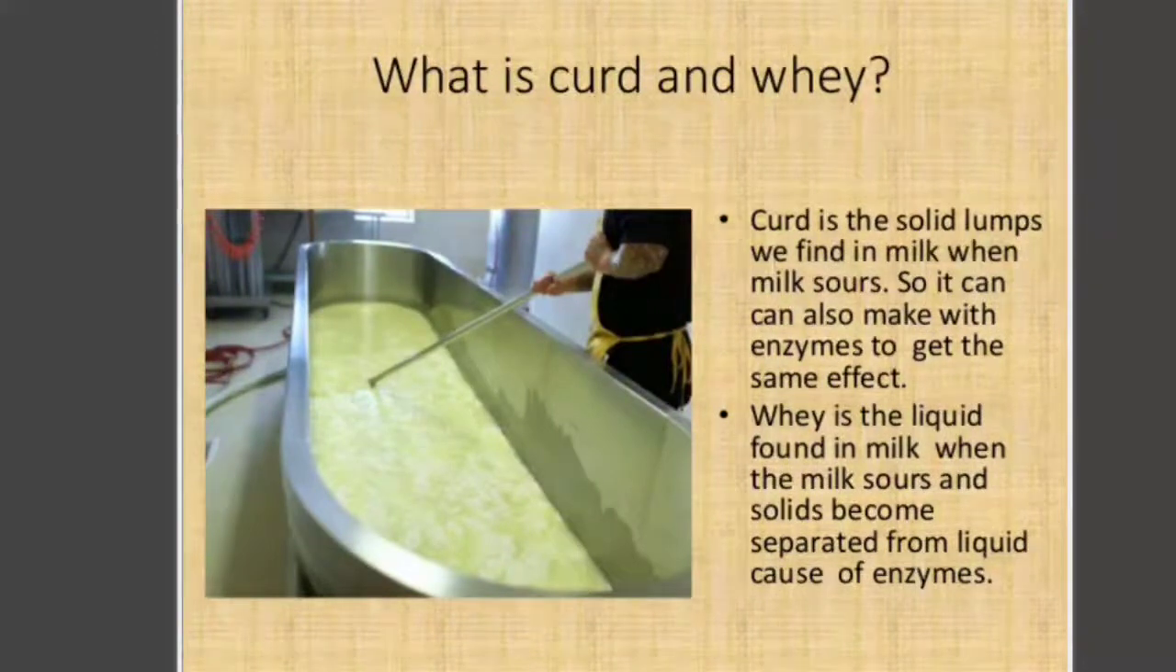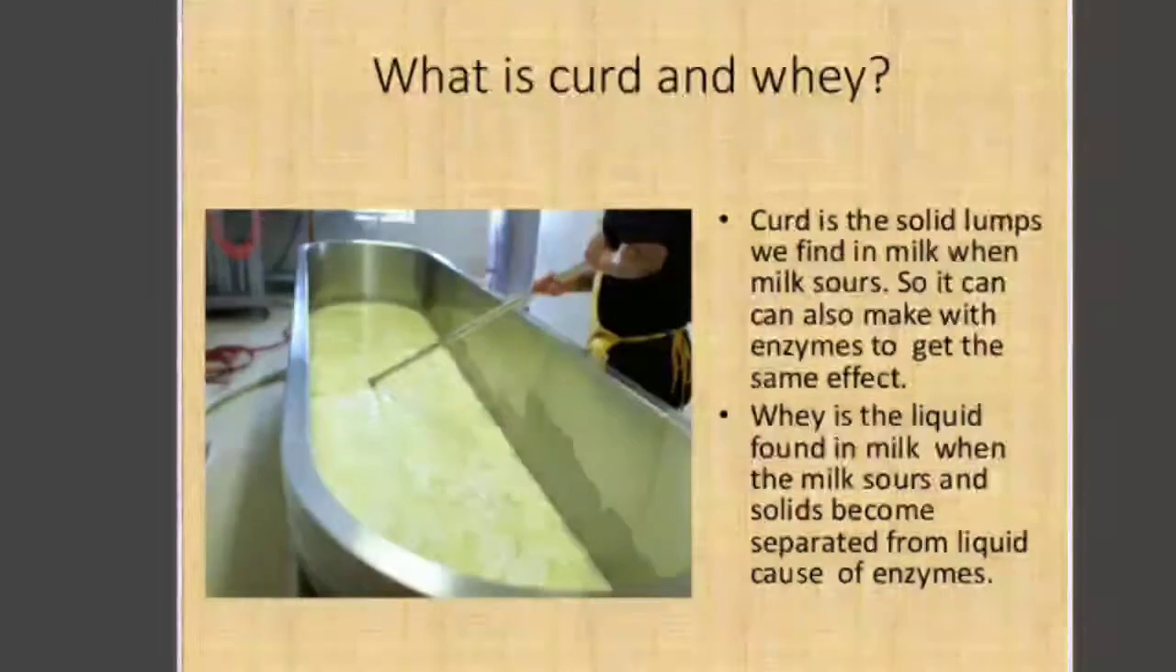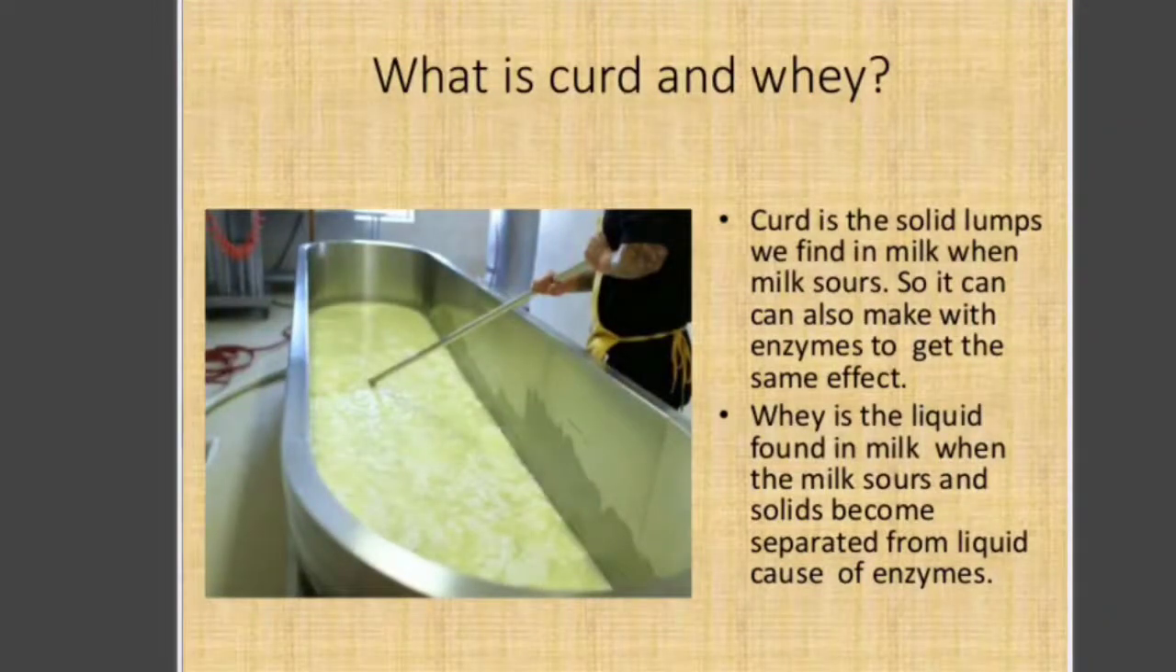What are curd and whey? Curd is the solid lumps we find in milk when milk sours, and it can also be made with enzymes to get the same effect. Whey is the liquid found in milk when the milk sours and the solids become separated from the liquid because of enzymes.